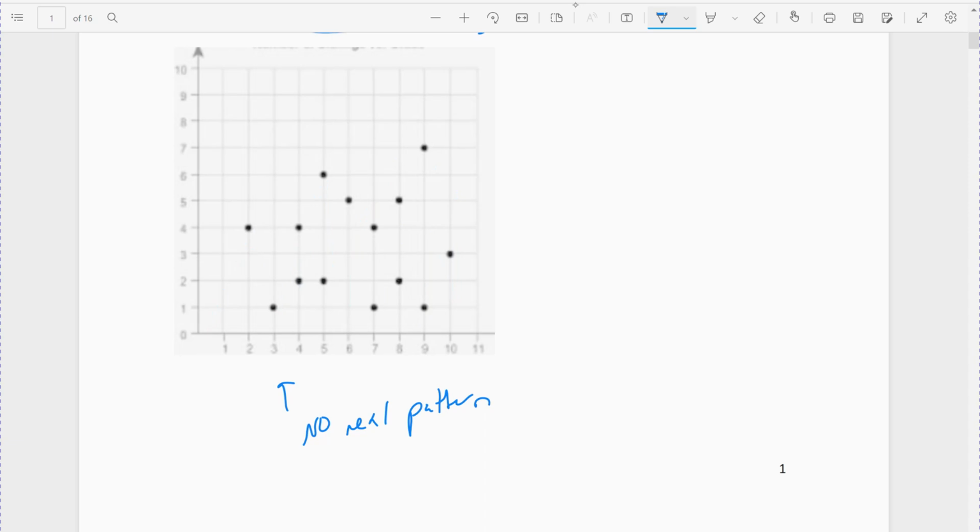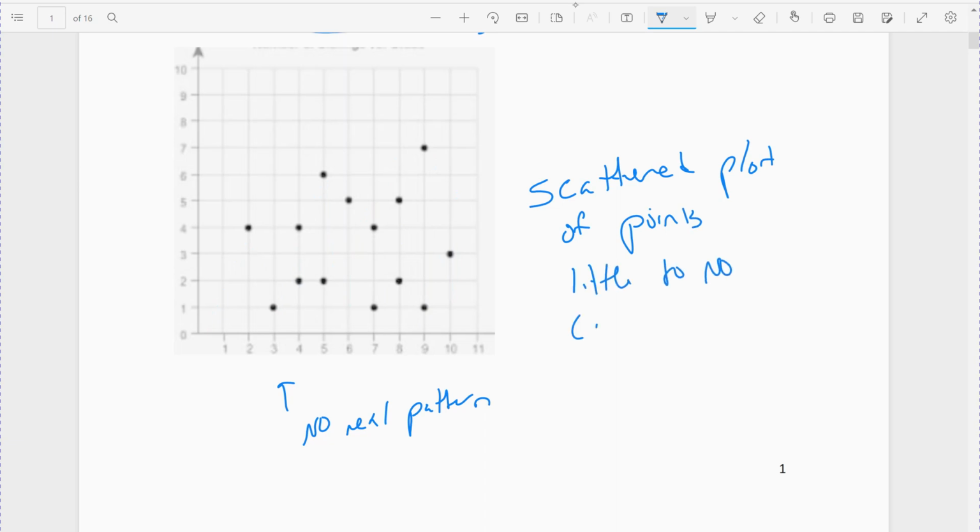And so this is what we truly say is just a scattered plot of points with little to no correlation. There's no pattern. They're not steadily increasing. They're not steadily decreasing. They're just scattered all over the place.